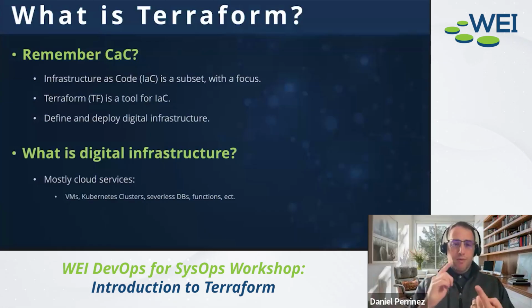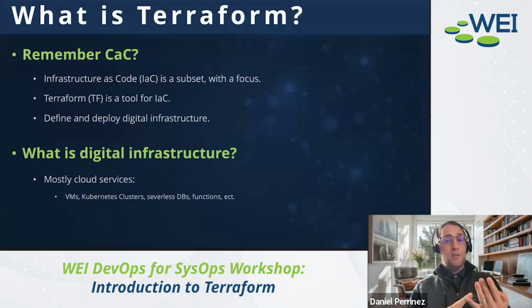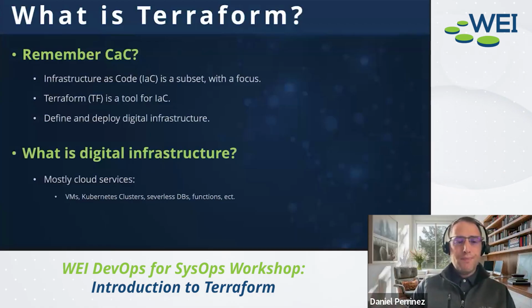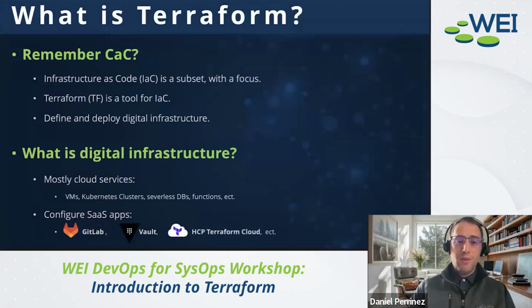So what are these cloud services? VMs, Kubernetes clusters, serverless databases, serverless functions, all the kind of stuff that you find in AWS, Azure, or GCP. But also, you can configure your SaaS apps with Terraform as well. I'll have a section on that later. But examples of SaaS apps: GitLab, Vault, and HCP Terraform Cloud. This is the Terraform SaaS solution. And we'll talk a little bit more about GitLab and HCP Terraform Cloud later.